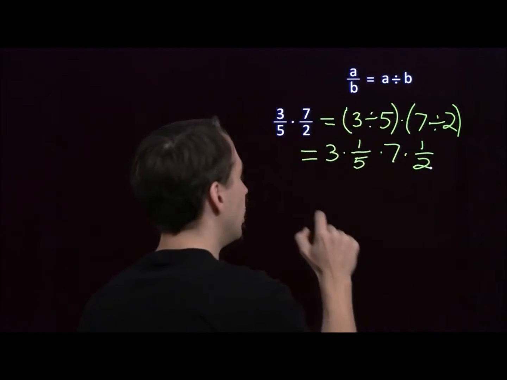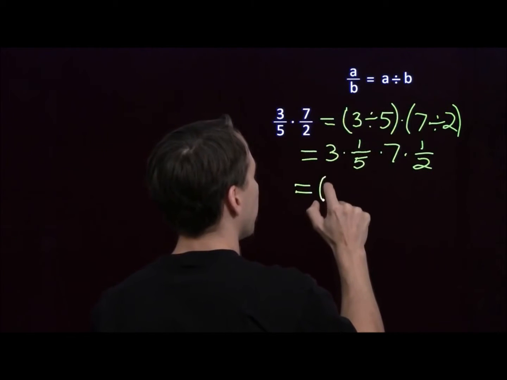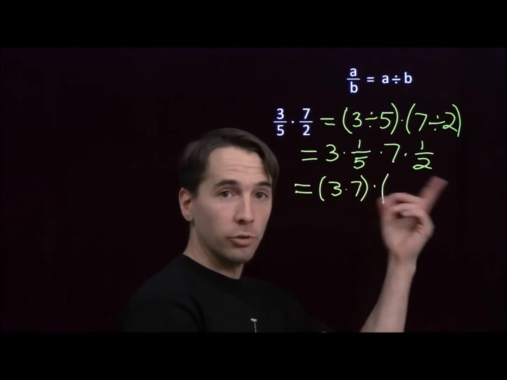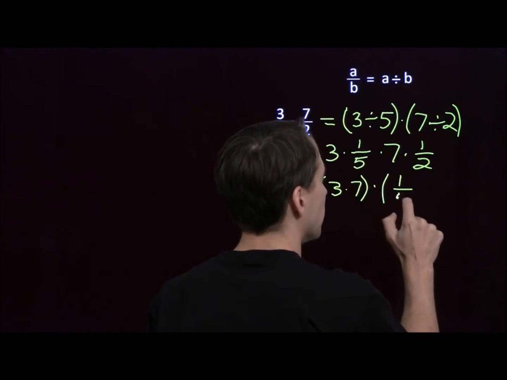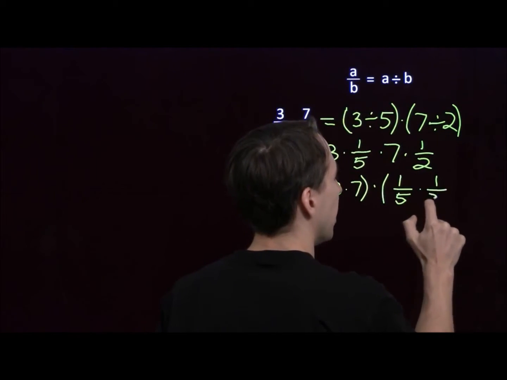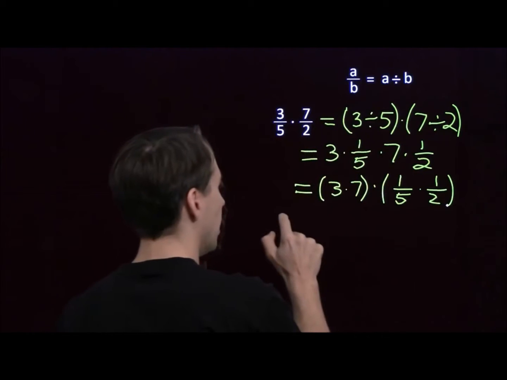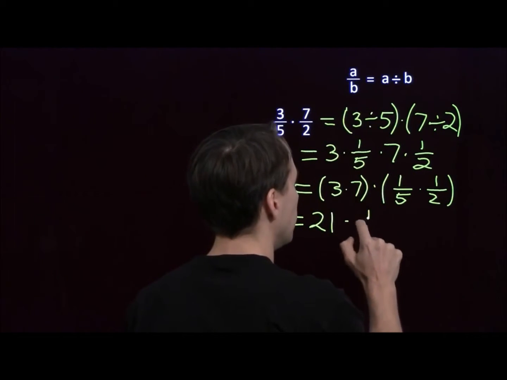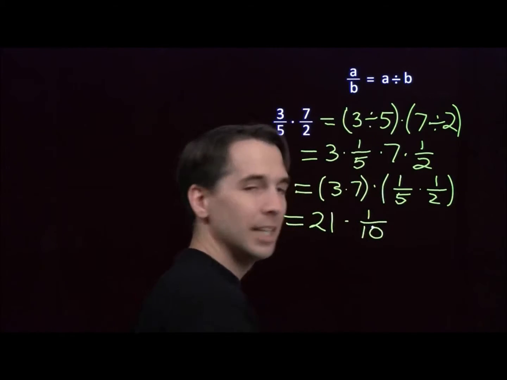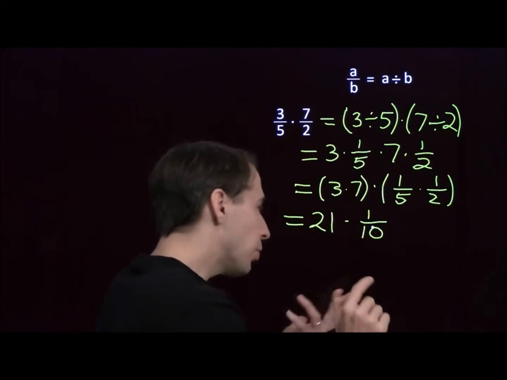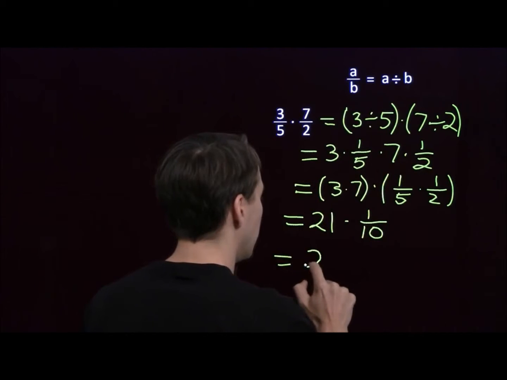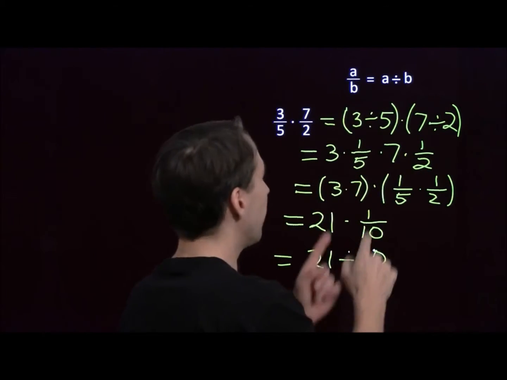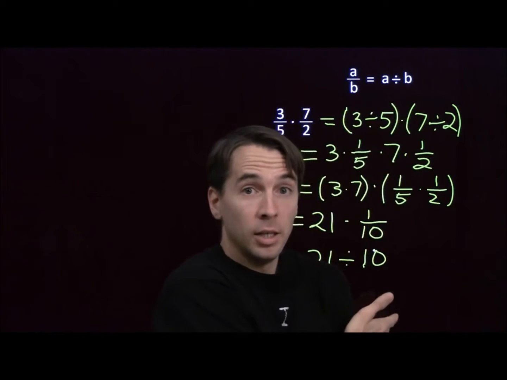Now we're going to reorder this, put this in an order we can handle. We're going to put the 3 and the 7 together. And we know how to multiply reciprocals: 1 over 5 times 1 over 2. We'll put those together as well. 3 times 7 is still 21, and 1 over 5 times 1 over 2 is 1 over 10. 21 times the reciprocal, that's division. 21 divided by 10. It's a division.